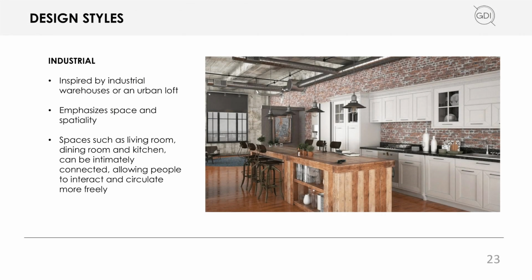Moving on to the next, this particular style is called industrial. Industrial style is inspired by industrial warehouses or an urban loft to emphasize space and spatiality. Just like the minimalist style, industrial style also appreciates space.